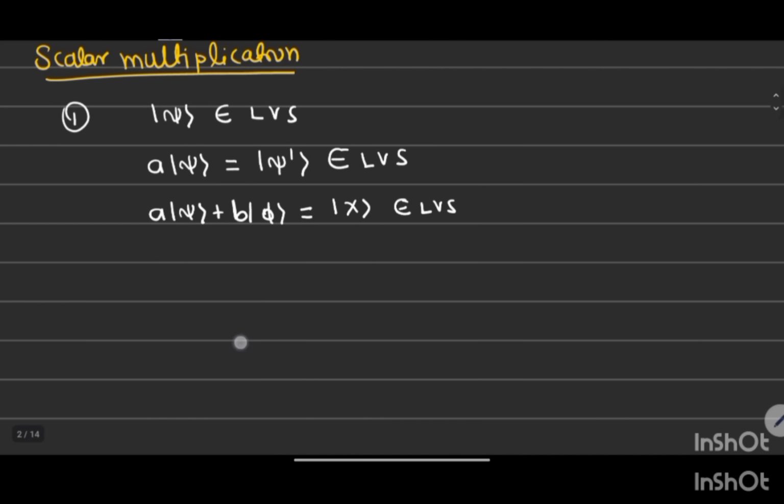Next, this property is the distributivity: when you multiply a scalar with the addition of two vectors, this is equivalent to multiplying the scalar with each vector individually and then adding them. In both cases the result will be the same, meaning that scalar multiplication is distributive with respect to vector addition. That is the meaning.